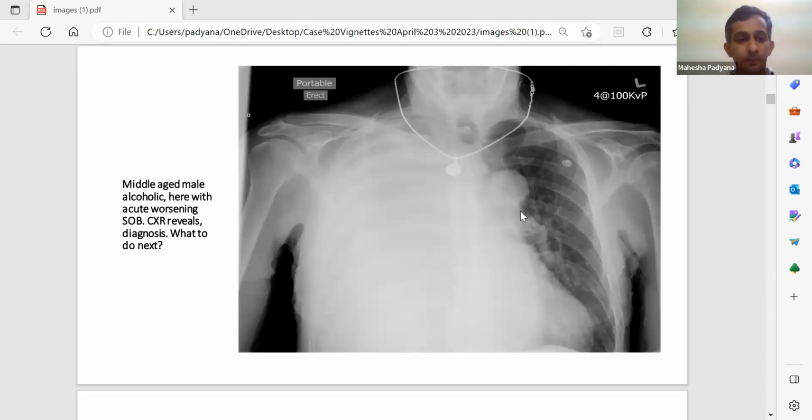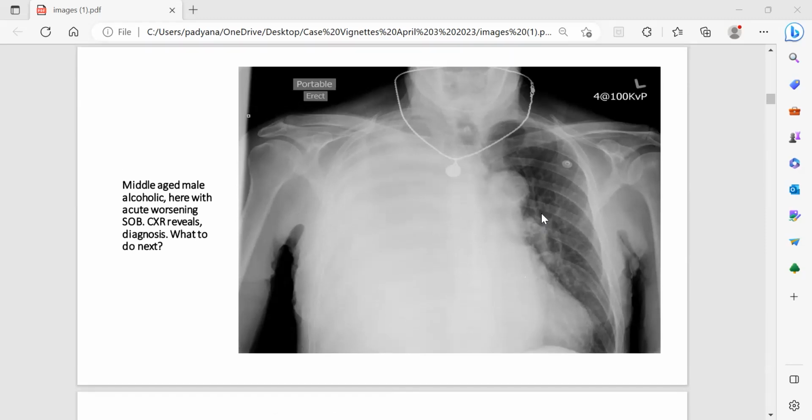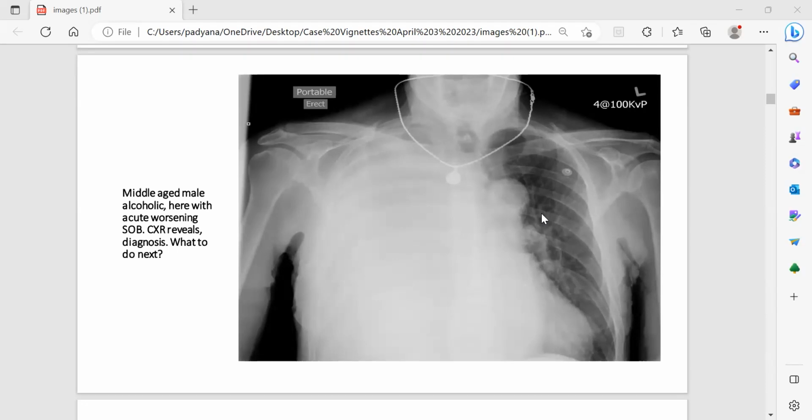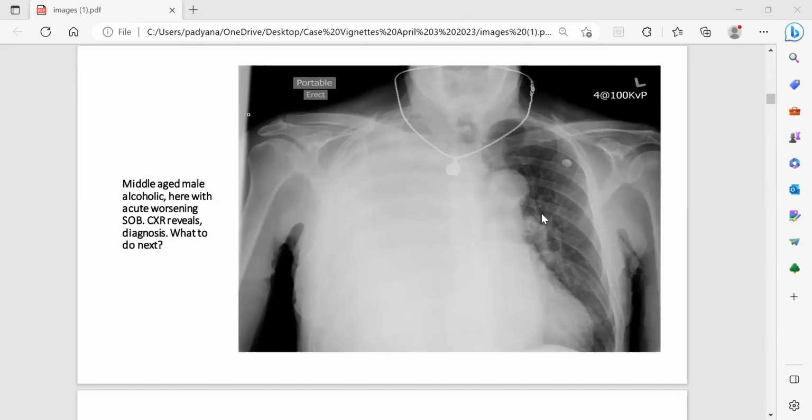Somebody else can try. Middle-aged male, alcoholic, here with acute worsening of shortness of breath. What to do next? Just a brief description of the X-ray first. It looks a lot more white than expected, and like Dr. Ajith kept saying, the mediastinum hasn't at least moved to the same side. So it's a homogeneous opacification of the right hemithorax, with the trachea probably still in the midline or may even be pushed to the left side.